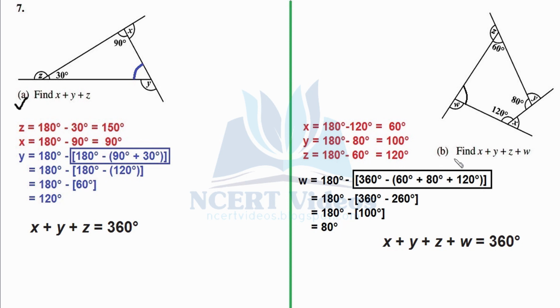We need to find addition of all these angles that we have found. So when we will add 60 plus 100 plus 120 plus 80, it will give us again 360 degrees. So if you observe in both these answers, we got 360 degrees. That completes our B. With this, our last question of this exercise, 3.1 Understanding Quadrilaterals, Mathematics Class 8th, Chapter 3rd, has been solved.